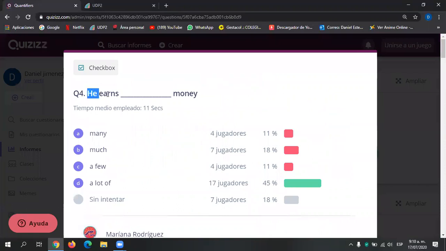The four. He earns, él gana dinero. Esta era muy, muy fácil. A lot of money, yeah? Porque no usamos generalmente many y much con oraciones positivas, positive sentences, yeah? Y few no lo usamos con incontables como el dinero, ¿vale? Entonces, esa era fácil de determinar, por eso la mayoría le quedó bien.